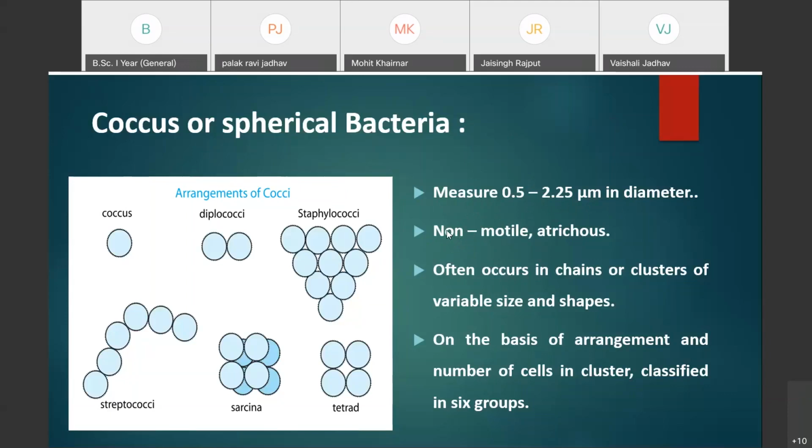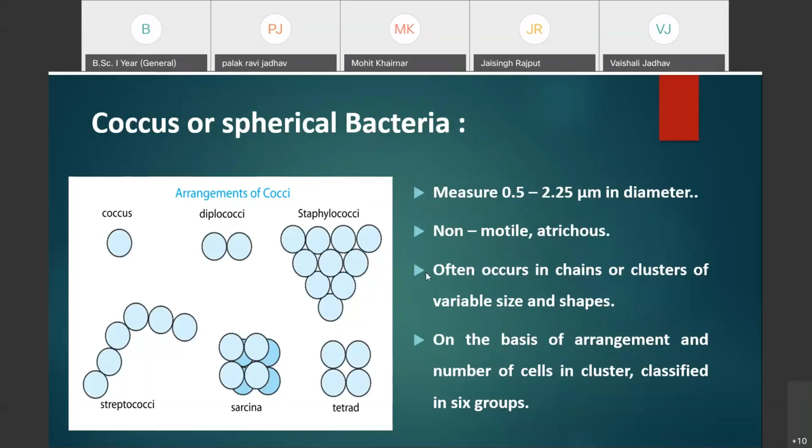Just as we discussed, the bacillus or rod shaped bacteria may be motile or non-motile. That means in some rod shaped bacteria flagella may be present, while in some the flagella may be absent. But in the coccus or spherical bacteria the flagella is entirely absent. They are completely devoid of flagella, and that's why these are atrichous. Atrichous means completely lacking flagella, and that's why they are non-motile. They cannot move from one place to another.